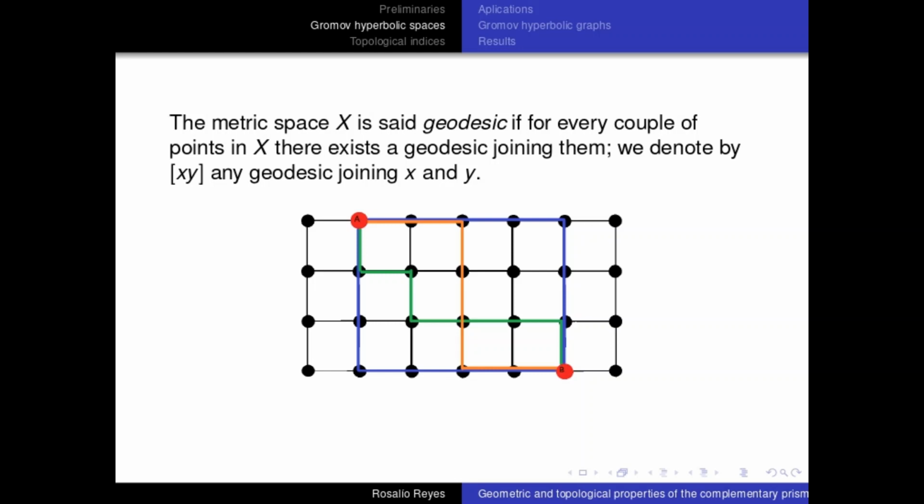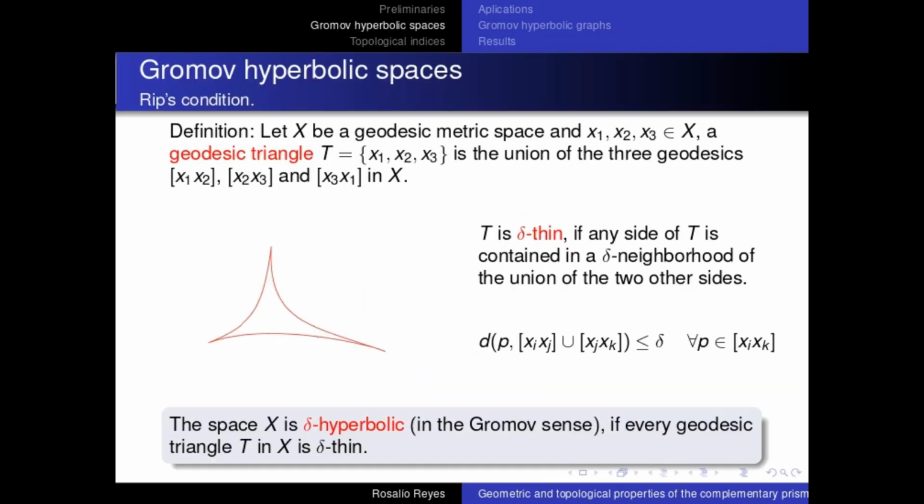First, we analyze the geometric properties. For this, we use the concept of hyperbolicity in the sense of Gromov. We can consider a graph as a metric space. For this, in addition to the vertices, we consider the internal points of the edges. The distance between 2 points is the length of the shortest path connecting these points. This path may not be unique. Let's just consider a geodesic metric space.